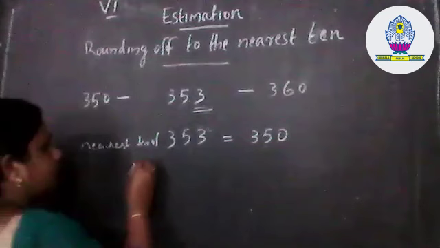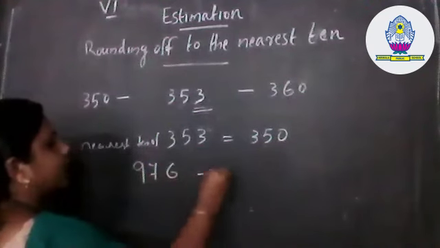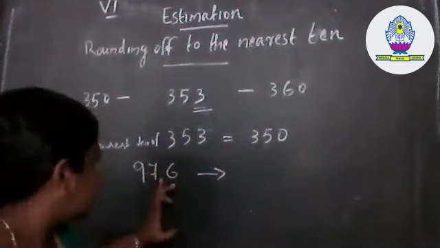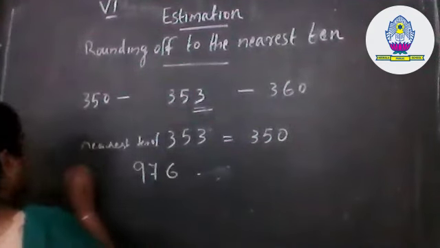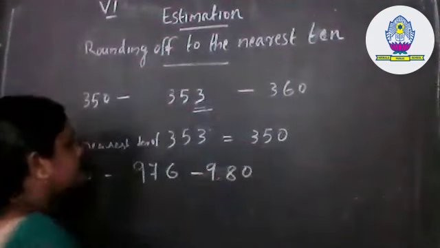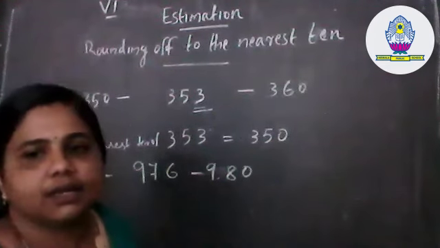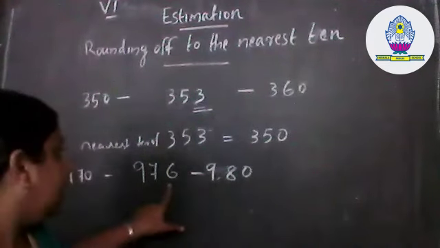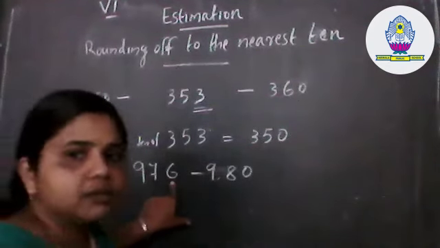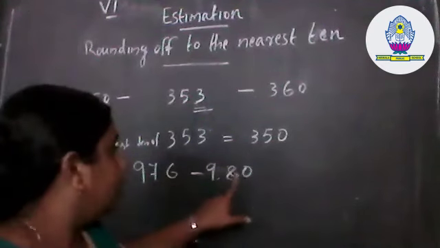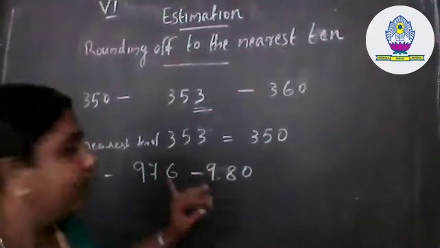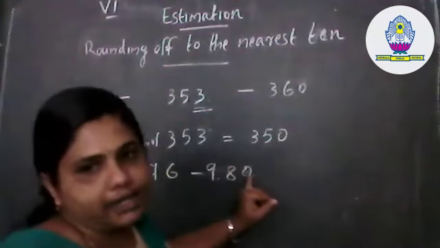Then one more example, 976. Find the nearest 10 of 976. We know that 976 is between 970 and 980. So the nearest 10 of 976. 976 നോട് ഏറ്റവും അടുത്ത് നിൽക്കുന്ന 10 എന്ന് പറയുന്നത് ഏതായിരിക്കും? 970 ആണ്, 980 ആണ്. The nearest 10 of 976 is 980.